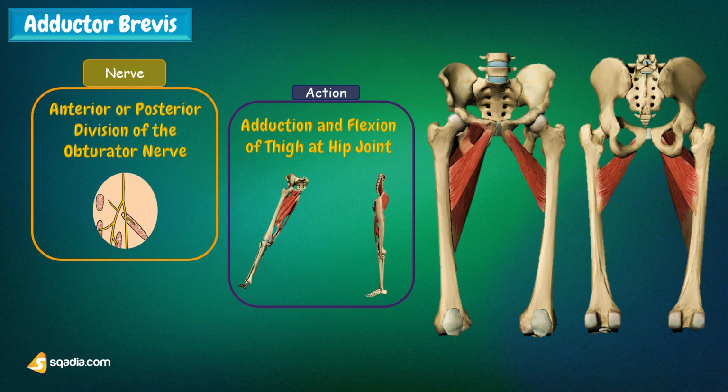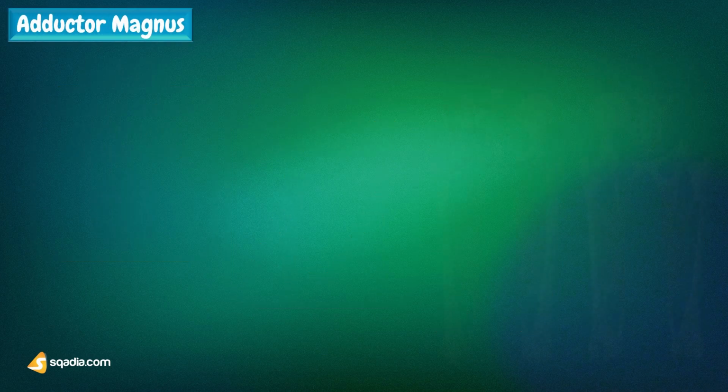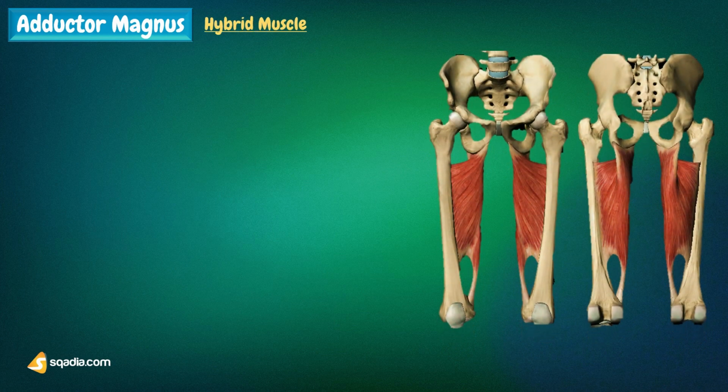The third adductor muscle of the medial compartment of the thigh is the adductor magnus. The adductor magnus muscle is a massive triangular muscle that extends over the entire medial side of the thigh. It is a composite muscle consisting of two parts, the adductor part and the hamstring part. It is also called a hybrid muscle because it is innervated by two nerves.